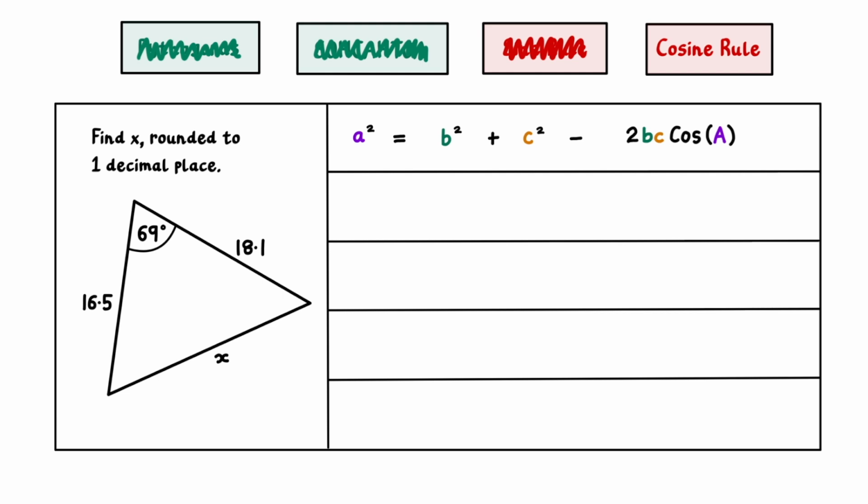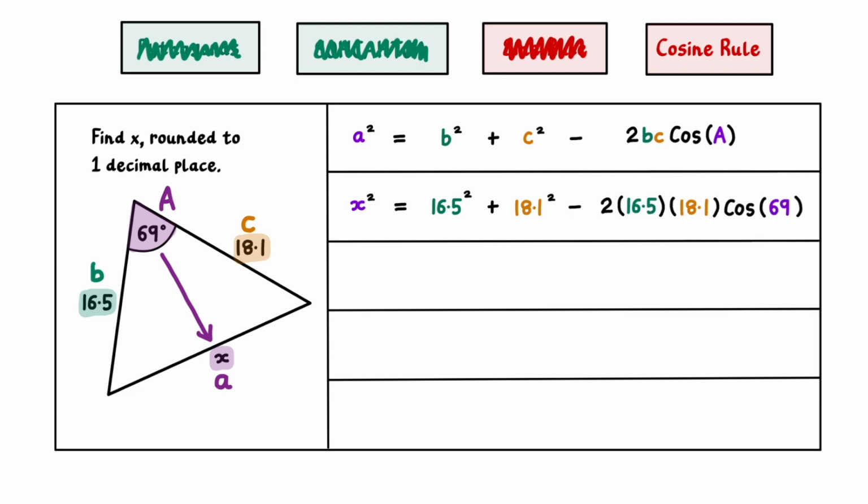The capital A in our statement refers to the angle. Here, that's 69. Lowercase a corresponds to the side across from this angle, which is x. B and C refer to the other 2 sides, and these can be assigned in either order. Let's let b equal 16.5 and c equal 18.1.